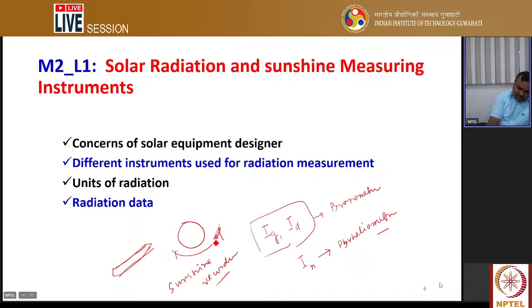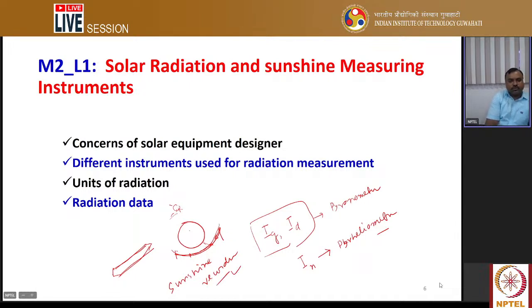These strips are introduced in the groove, and solar radiation falls on the spherical glass ball and is focused at a particular point at a particular time. Then it will burn the strip because the intensity of the radiation will be very high. If we know that burn trace from morning to evening, we can find out the sunshine hours. This instrument is called a sunshine recorder.